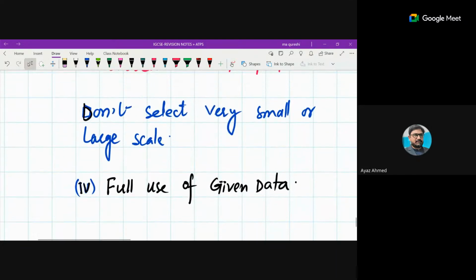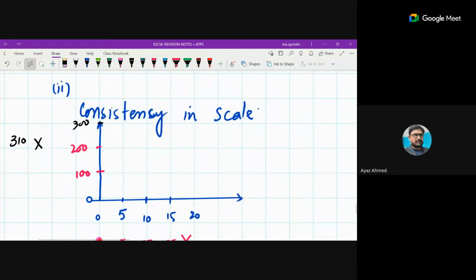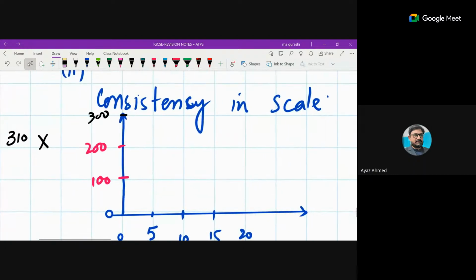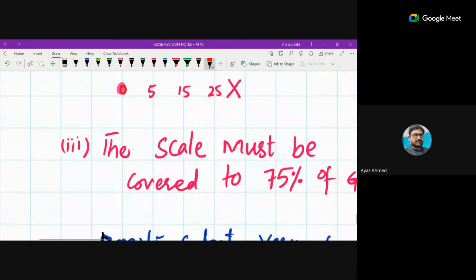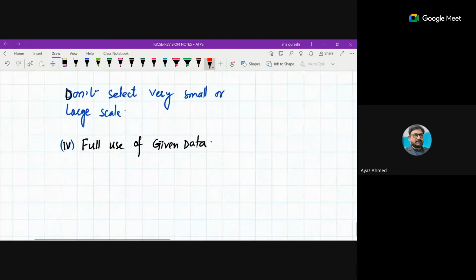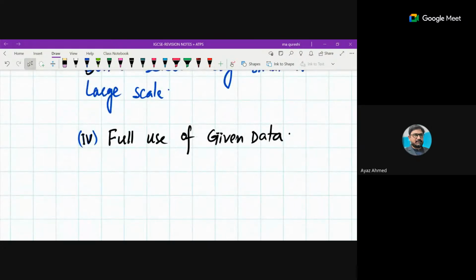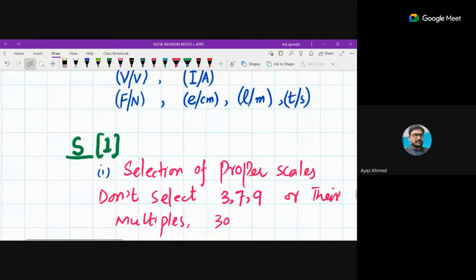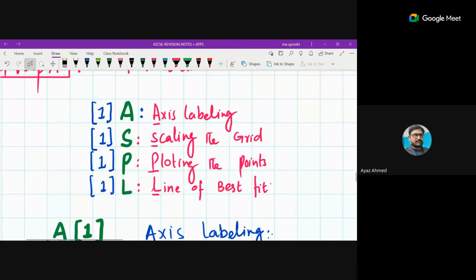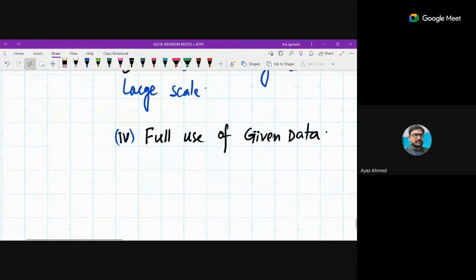If I was giving you an example, that if you have scaled in such a way that the largest value is 300, but in the given data the value is 310, so you will be penalized. 1 mark will not be awarded to you. Is this all clear to everyone? Yes, sir. Okay, good. Then now we will talk about plotting and labeling marks, inshallah.